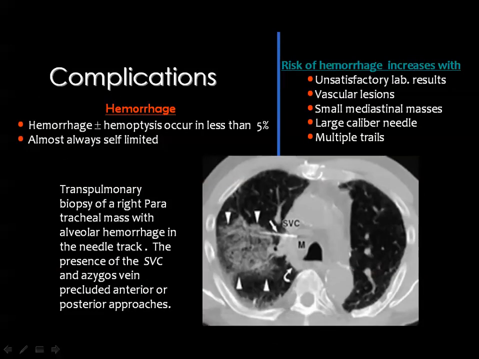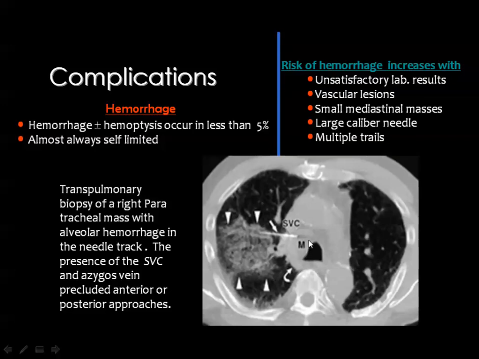Then hemorrhage is the second most common complication of transthoracic needle biopsies, and the risk of hemorrhage increases with unsatisfactory lab results, when the coagulation profile is not good. Also with biopsying of vascular lesions, biopsying small mediastinal masses which are intimately related to the major vessels, the use of a large caliber needle, and of course multiple trials. And this is an example.